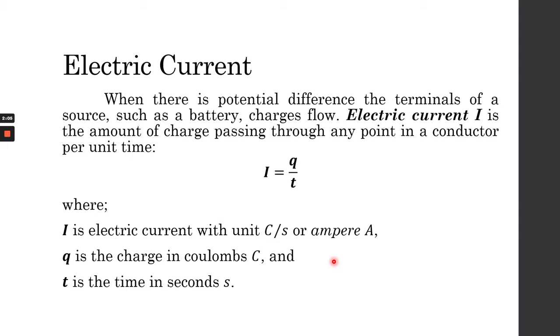So simple as that, electric current is the amount of charge flowing per second, or per unit time. In this case, we use the second as the unit for time.